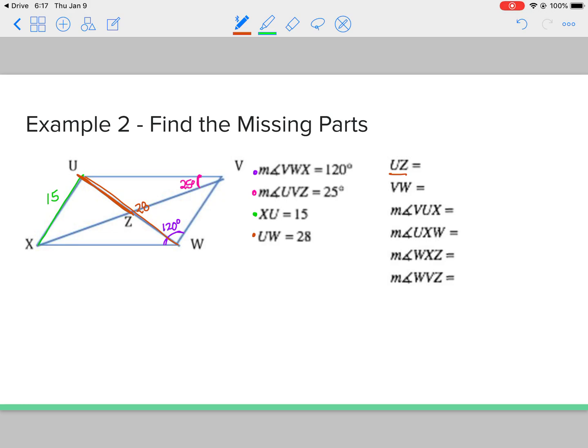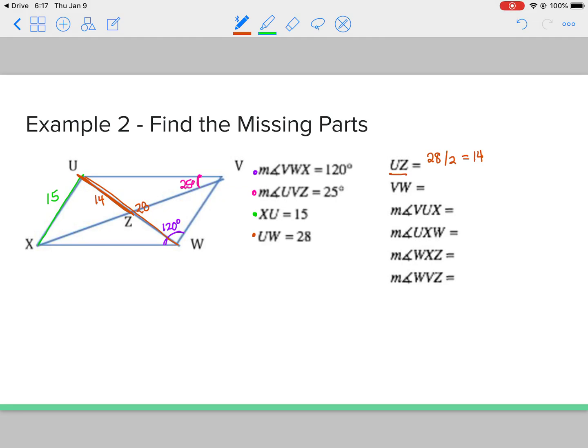Since the diagonal is bisected, that little piece of the diagonal is going to be half of the entire thing. So to find the length of UZ, we're going to take 28 and divide it by 2 to find that the length of UZ is 14. So this piece is 14 because it's half of the entire diagonal.